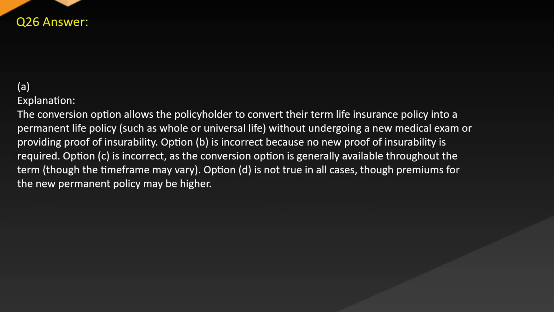Answer A. Explanation. The conversion option allows the policyholder to convert their term life insurance policy into a permanent life policy such as whole or universal life without undergoing a new medical exam or providing proof of insurability. Option B is incorrect because no new proof of insurability is required. Option C is incorrect as the conversion option is generally available throughout the term, though the time frame may vary. Option D is not true in all cases, though premiums for the new permanent policy may be higher.